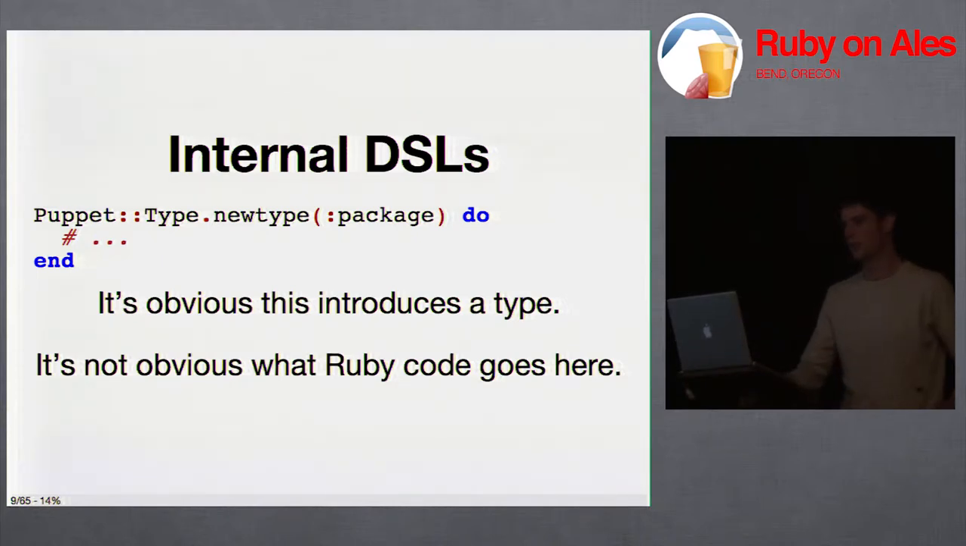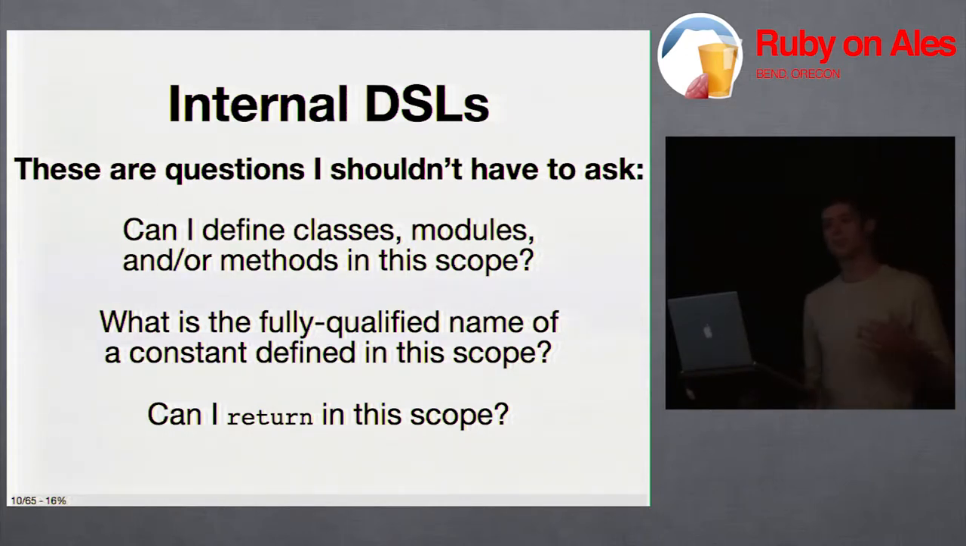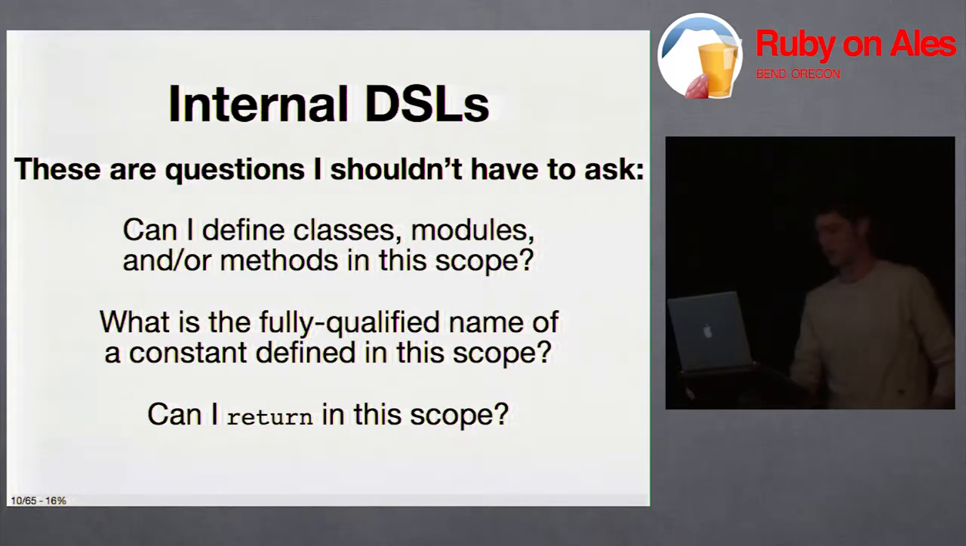So I think this is kind of a drawback and one of the things that makes Puppet's internals very hard to deal with. Specifically, I shouldn't have to ask someone or consult documentation as to whether I can define a method someplace. I shouldn't have to think very hard about what the name of a constant I define is. If I define Puppet type new type package, I shouldn't have to wonder what the end result constant is called. And an extra that comes up a few times is because blocks are being defined at the top level, you can't always return from them. And that can be very frustrating as a programmer that likes to short circuit out of methods.